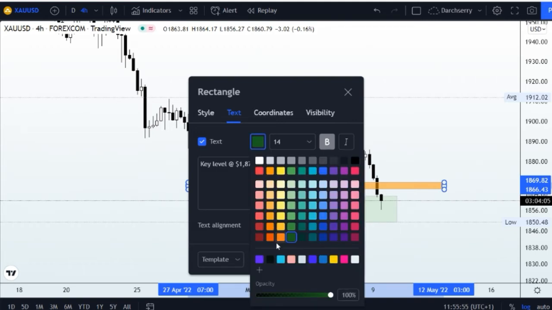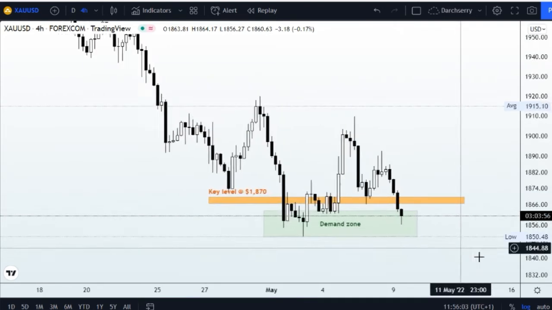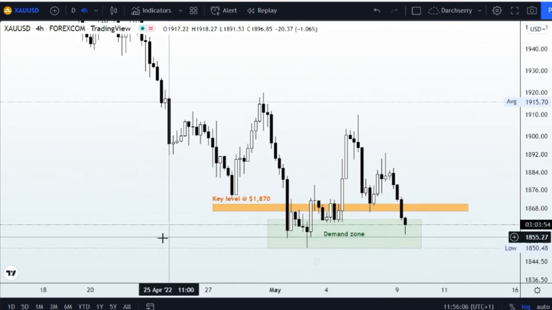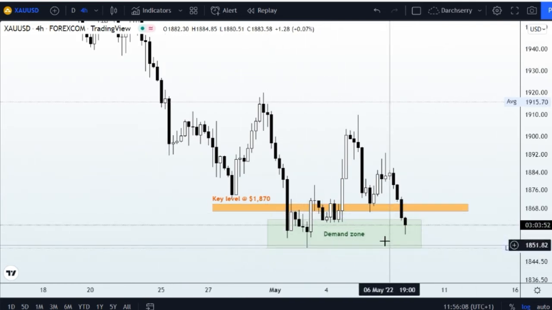So let's have this at the left hand side. Good. So we have something like this. Now we want to be looking at this key level as our guide going forward. And what does that mean?